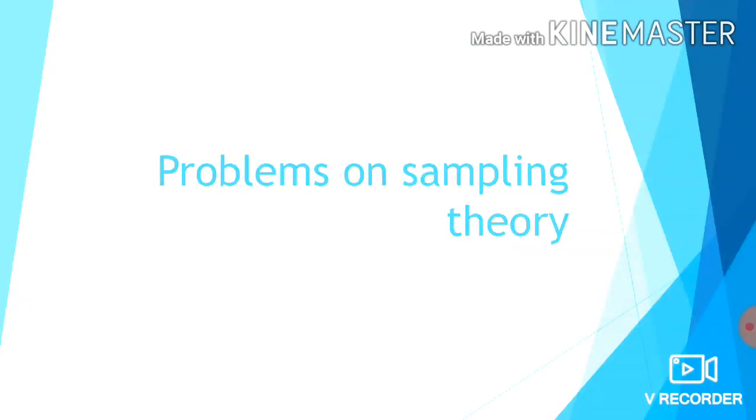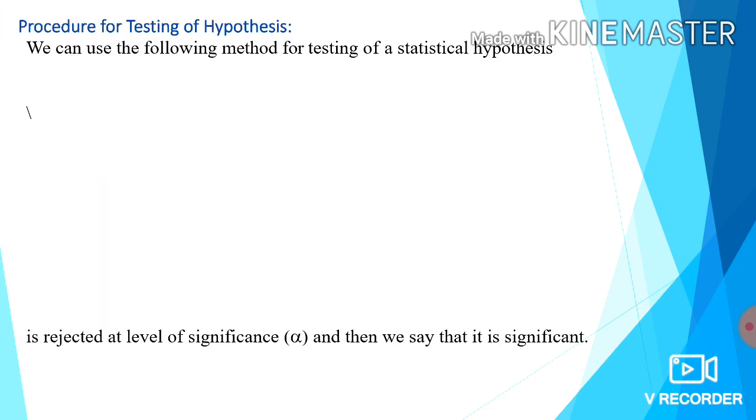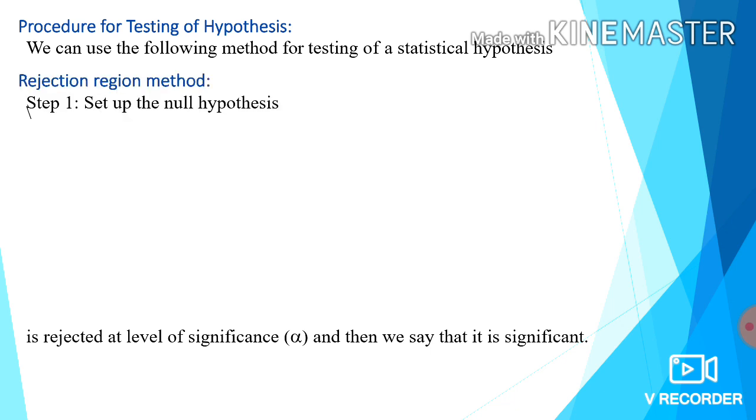Next, problems on sampling theory. We shall discuss some problems on sampling theory. So, the procedure of testing hypothesis. In sampling theory problems, we have to assume one hypothesis, then we have to accept or reject the hypothesis by the following procedure. We can use the following method for testing of a statistical hypothesis.